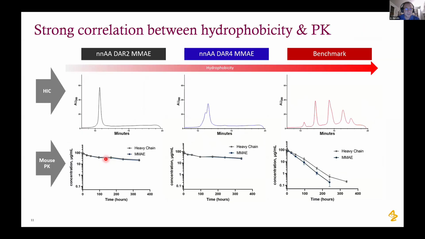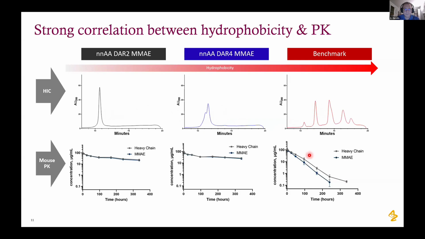So in the top row here, you can see, oh, my mouse is not working. Okay, is the DAR2 and the DAR4 with the non-natural. This is our benchmark analyzed by HIC chromatography. And this separates molecules based on their hydrophobicity. You can see that our benchmark has multiple peaks. Conventional conjugates make heterogeneous products, so we expect to see these multiple peaks. And they represent DARs of 0, 2, 4, 6, and 8. Whereas our non-natural chemistries generate much more homogeneous ADCs.